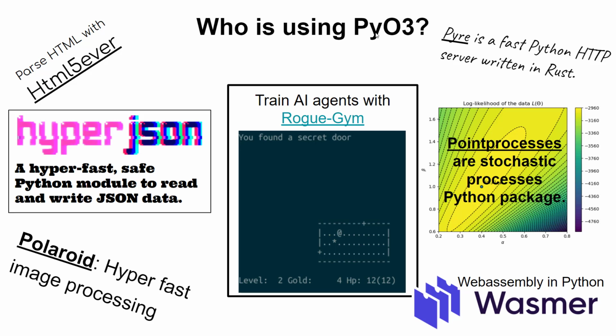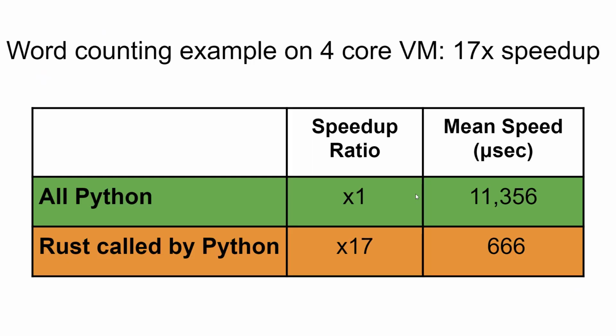So now, who uses this Pyo3 library? Why do we care? Well, there's quite a few other projects that use Pyo3, everything ranging from web servers to JSON parsers to the AI community, and then also the science community with stochastic processes, being able to perform those in Python using Rust. And also WebAssembly uses Pyo3. And why do they use this? Well, besides the safety, there's speed.